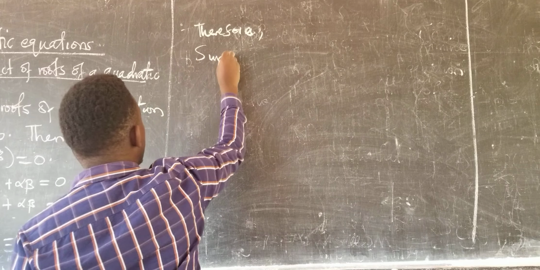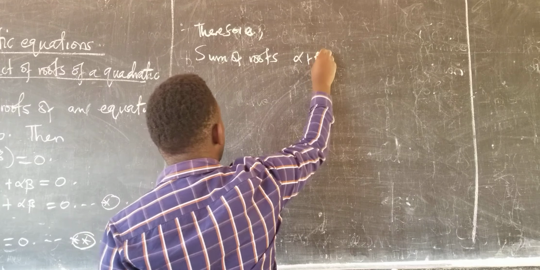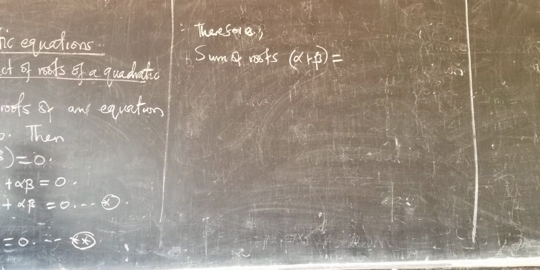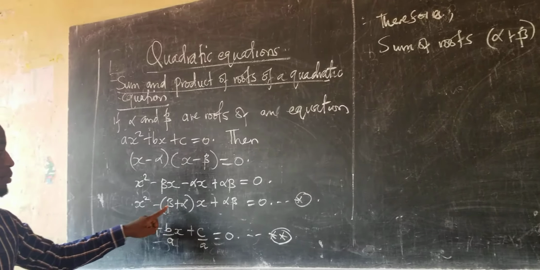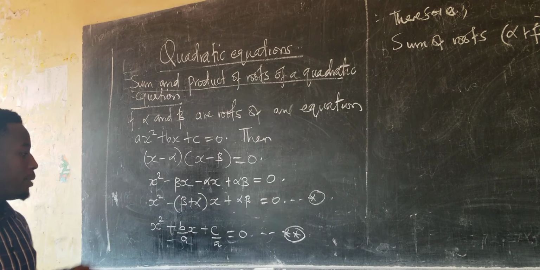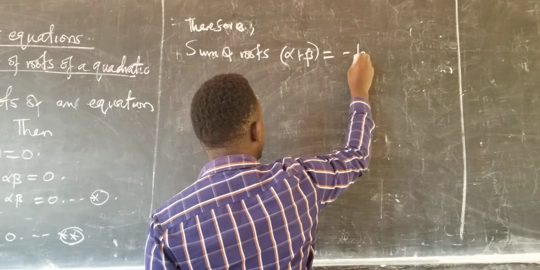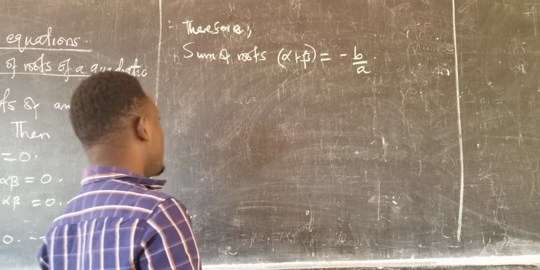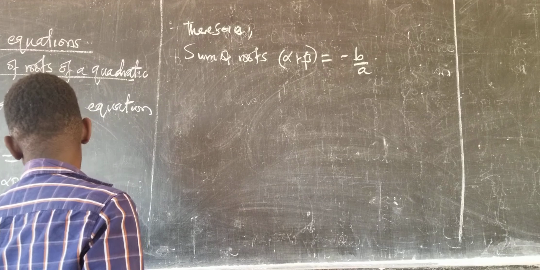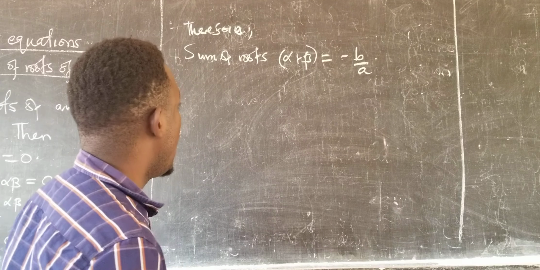the sum of roots, that is alpha plus beta, if we are comparing equation star and equation star star, we're going to see minus beta plus alpha can be compared to b divided by a. So this negative can come here, and then it shall become minus b out of a. By comparison, minus beta plus alpha is equal to b out of a, and therefore alpha plus beta is equal to minus b out of a.